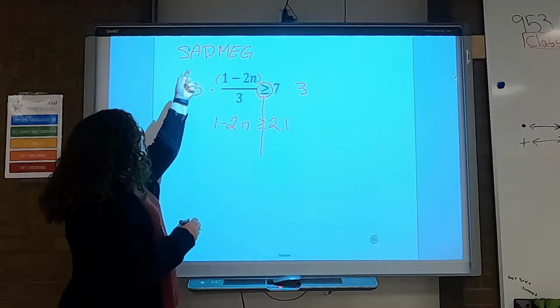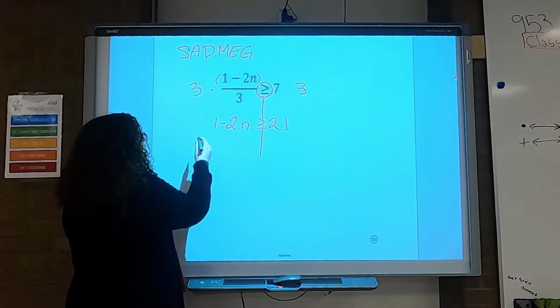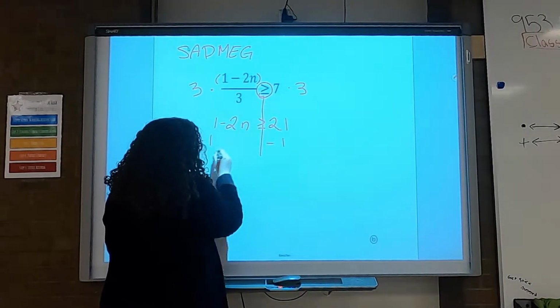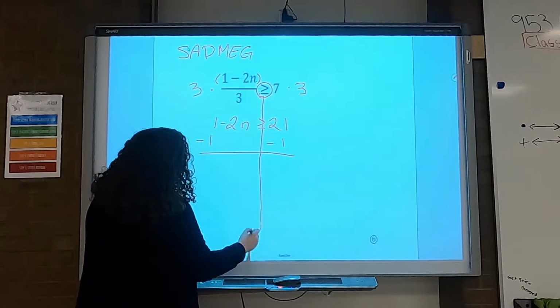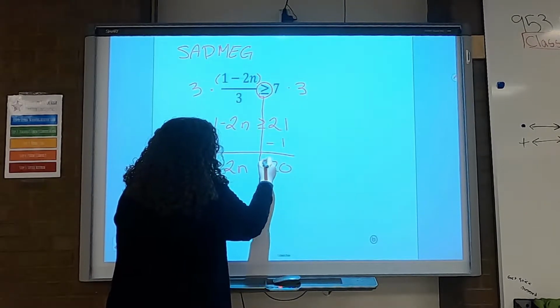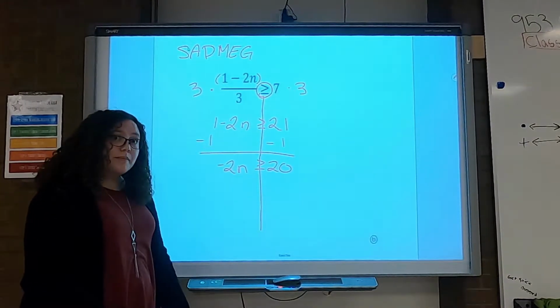Back to SADMEG, we already undid the grouping symbols. Back to subtraction and addition. Let's get rid of the 1. That 1 is positive, so we're going to subtract it to get rid of it. Subtract 1 right there. Oh, I need a longer lollipop. And 20. Once again, the sign is the same, and I'm going to write the sign again just to remind myself.